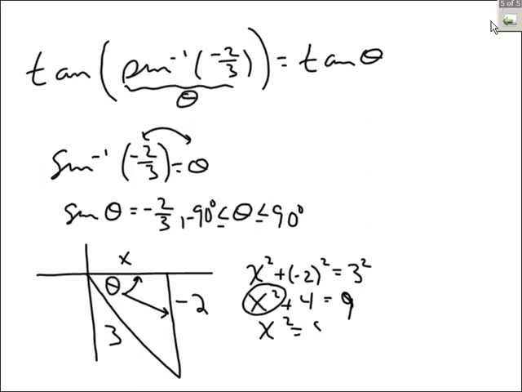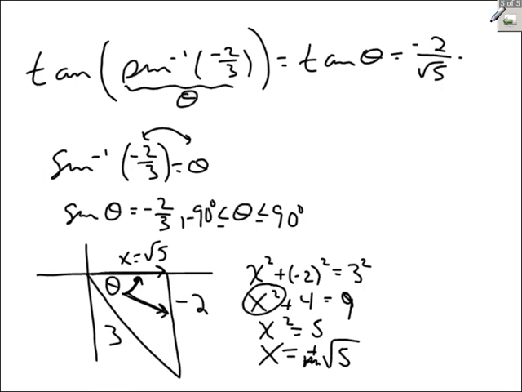So x squared is 5, and then x is plus or minus the square root of 5. And since x is to the right, we'll just keep the positive root. So now we know x is square root of 5. Tangent of theta is opposite over adjacent: negative 2 over the square root of 5. Multiply top and bottom by square root of 5, because when you multiply those two bottoms, you don't have a square root anymore. And negative 2 times the square root of 5 is just that, negative 2 square root of 5. And that problem is now done.